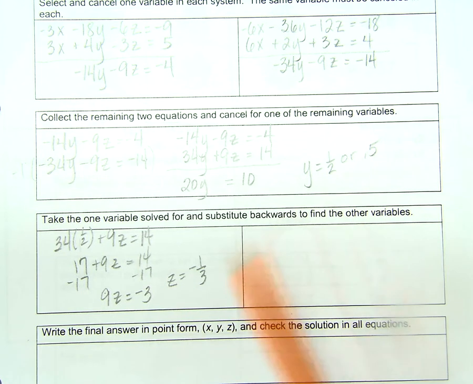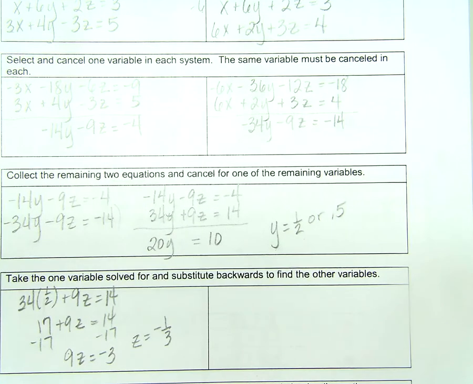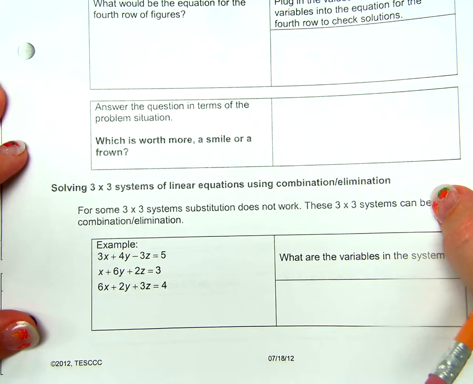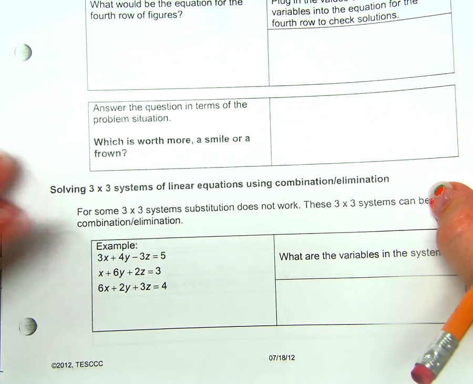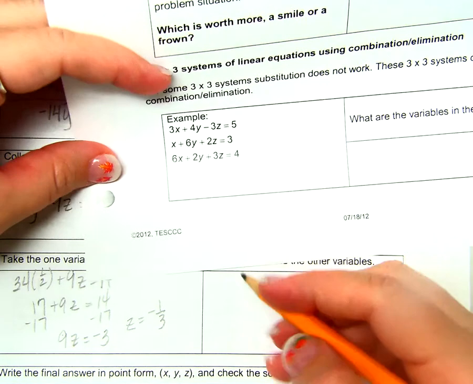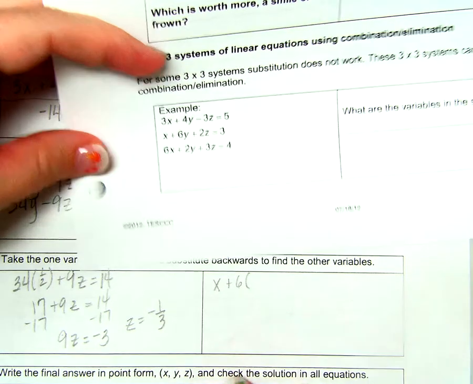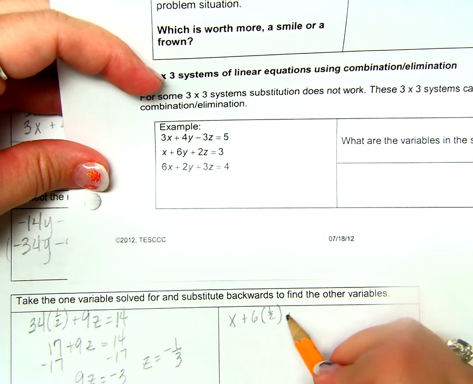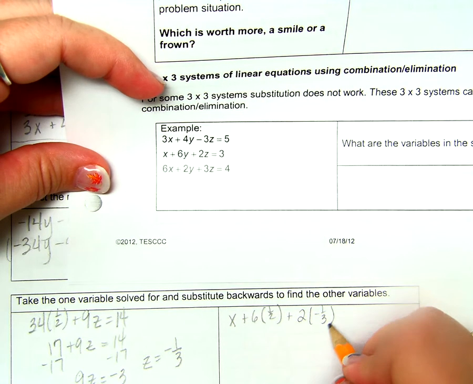And now if I know y and I know z, can I find x? How? Back to the original equations, like from the front of this page. Which one would you choose? Why would we choose the middle one? X is already solved for. It's already by itself. Okay? So x plus 6 times y, which was a half, plus 2 times negative 1/3 equals 3.